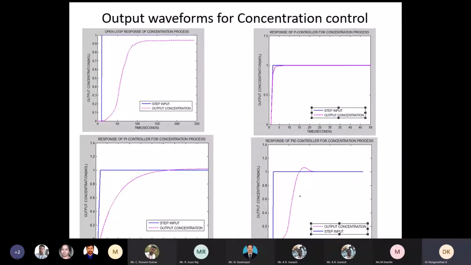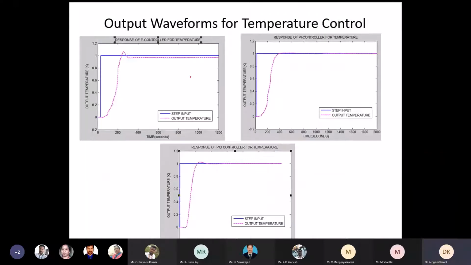This is for a P controller, and obviously for a PID controller. These were the outputs obtained for the corresponding concentration control, which we have done for the CSTR. And obviously temperature is a slow process, so we can see here the temperature control obtained through the P controller, and obviously the PI controller and PID controller.